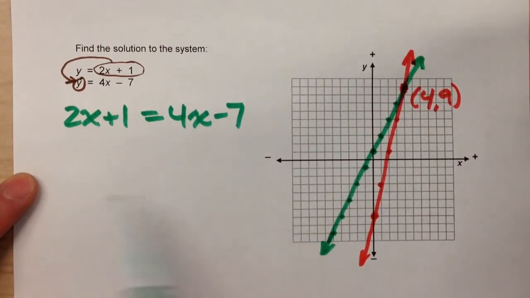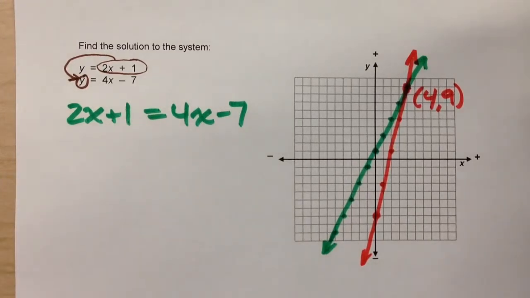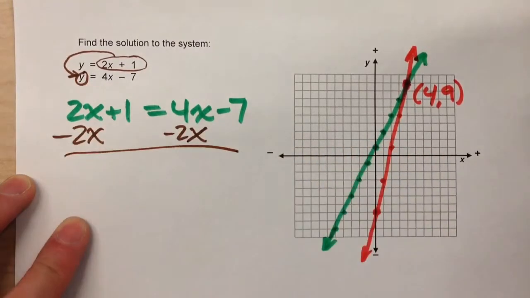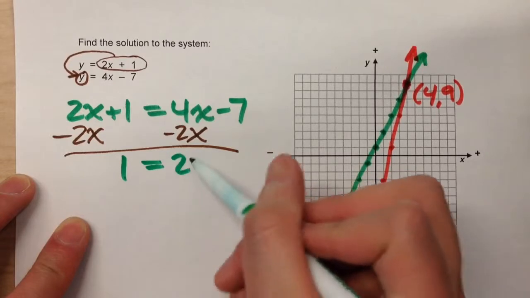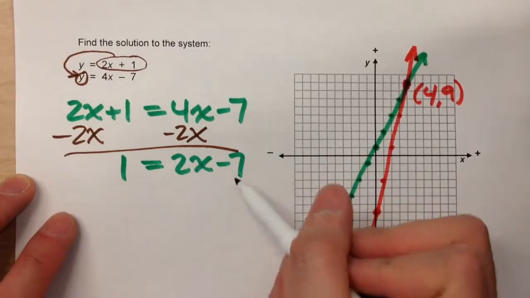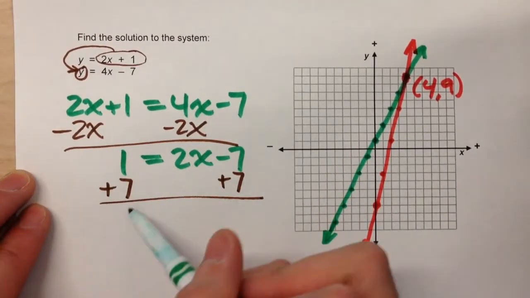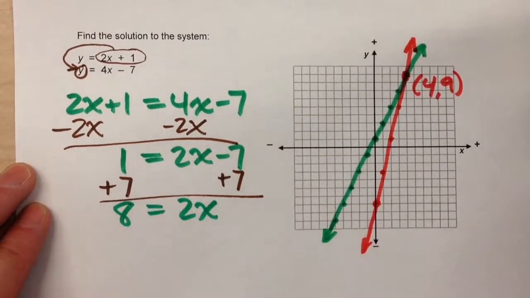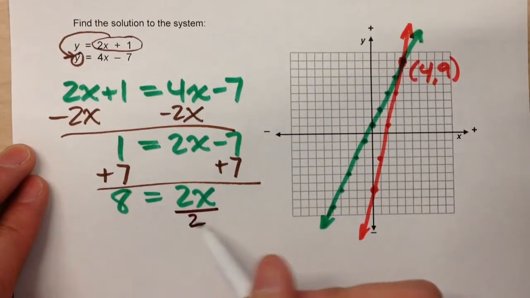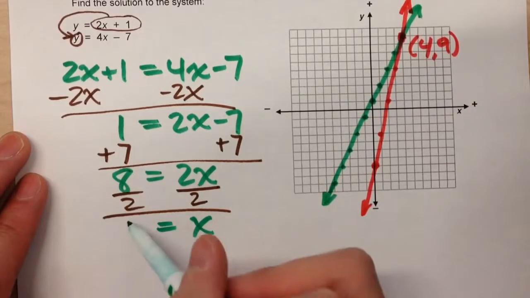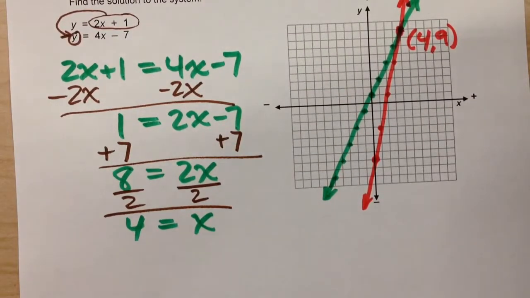Now, if we solve that equation, we'll be able to find the x-coordinate of our point of intersection. So, minus 2x on both sides. 1 equals 2x minus 7. Add 7 to both sides. 8 equals 2x. Divide by 2. X equals 4.